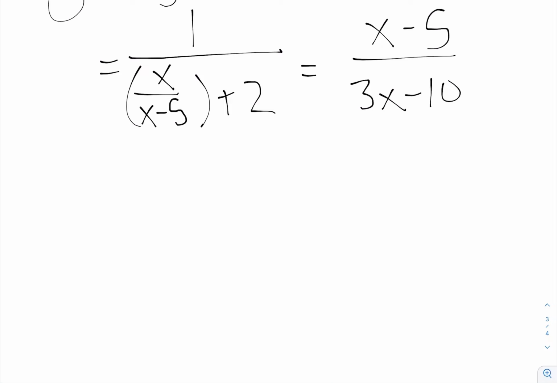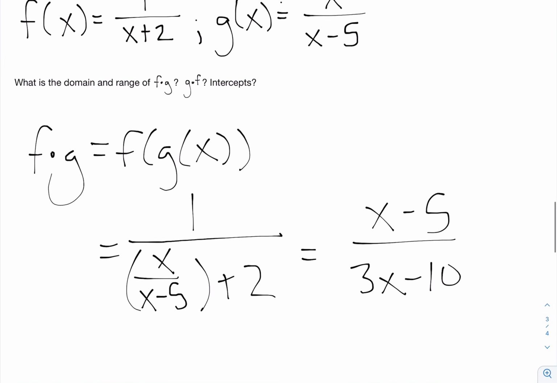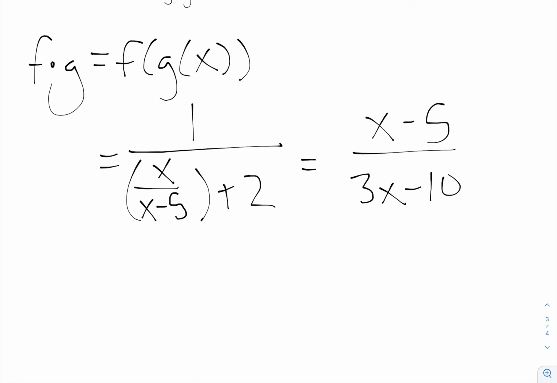So let's look at what the actual question's asking. It's saying, determine the domain and range of f of g, g of f. This is f of g. For the domain, x can be anything except this point right here, where we find the asymptote. So x cannot equal 10 over 3. So x is an element of real numbers, such that x does not equal 10 over 3. As long as x isn't 10 over 3, we're good.